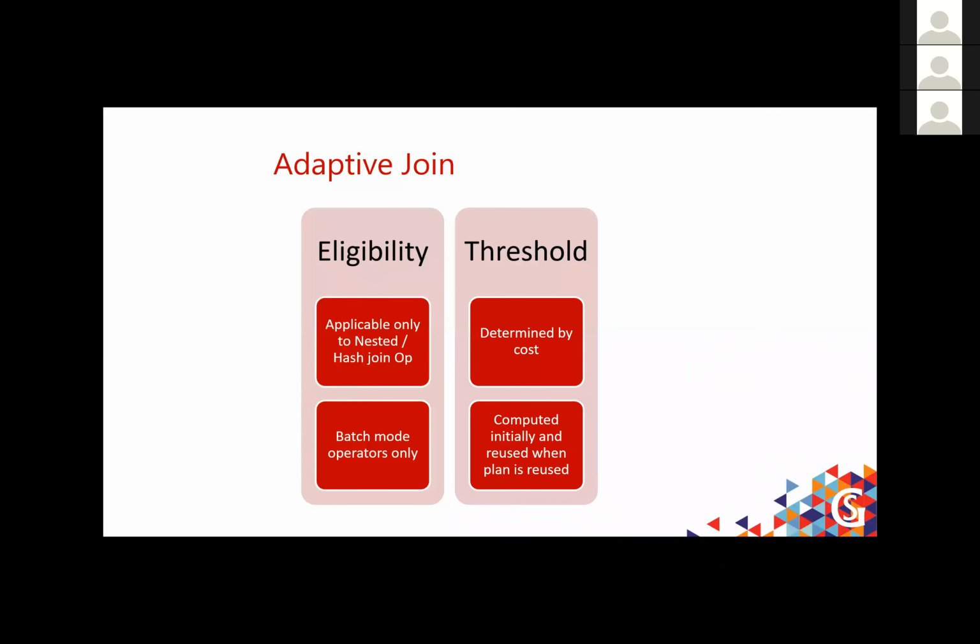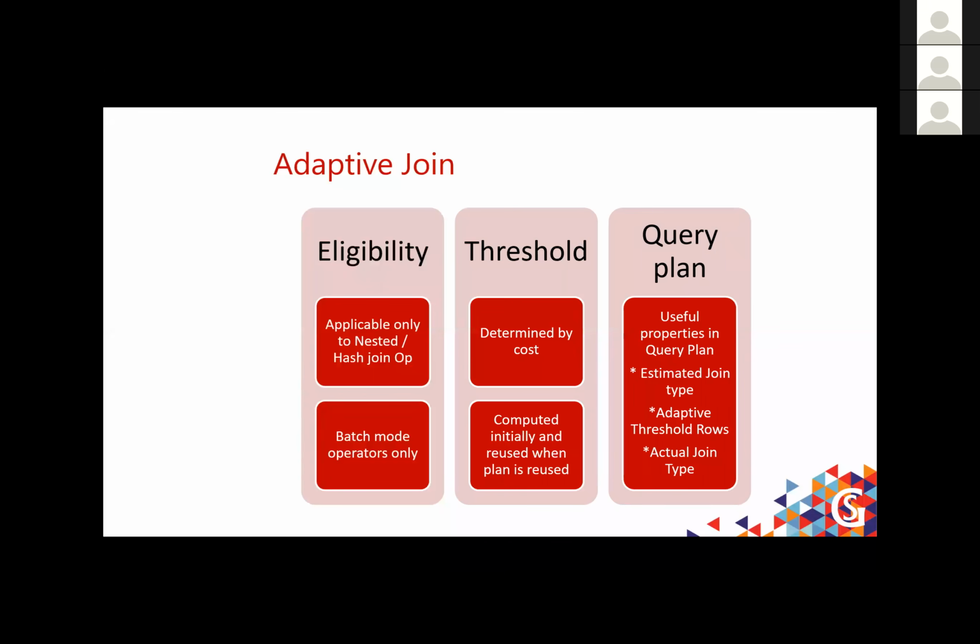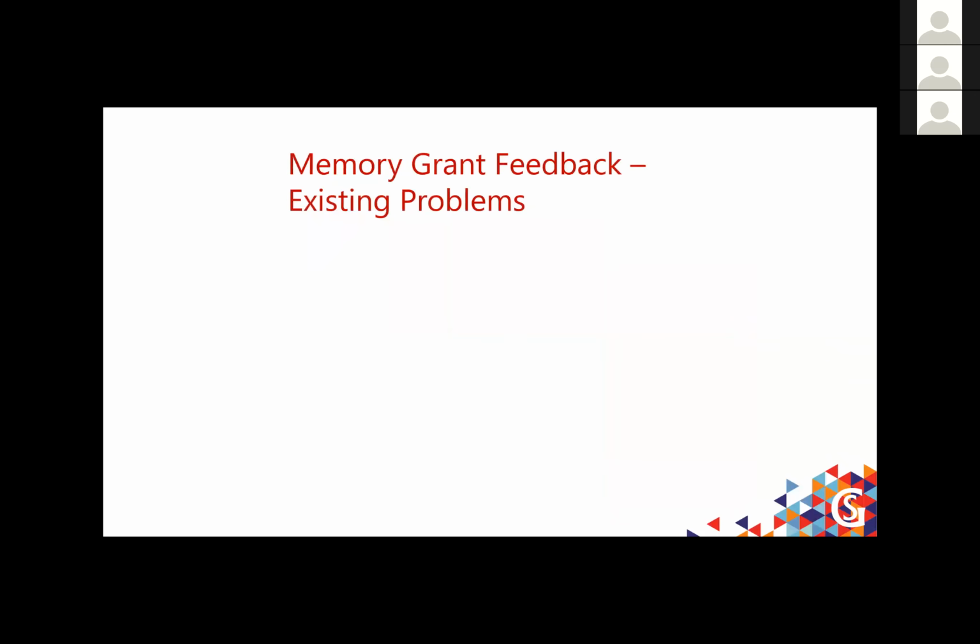The adaptive join threshold, which is the secret sauce, is defined at compile time, determined by the cost, just like you do for any other query in the previous days. Only the threshold is determined at compile time, but the plan choice varies at each execution. What are the key properties in the query plan? I already showcased that, so let me move on to the next part.